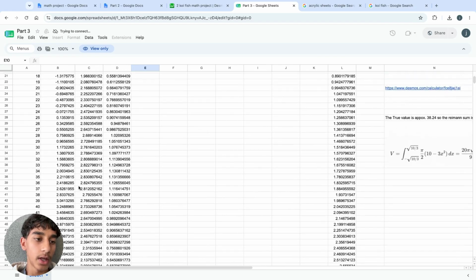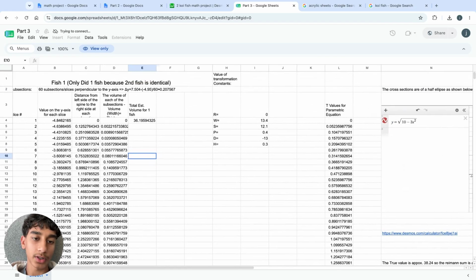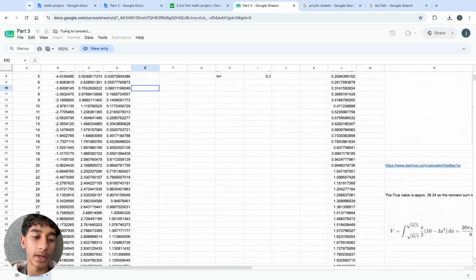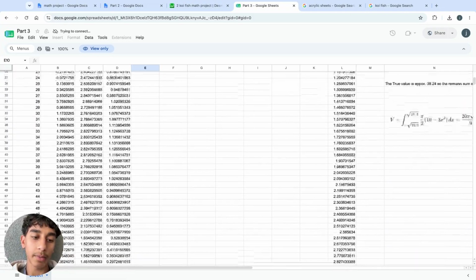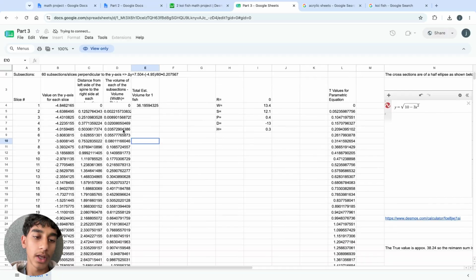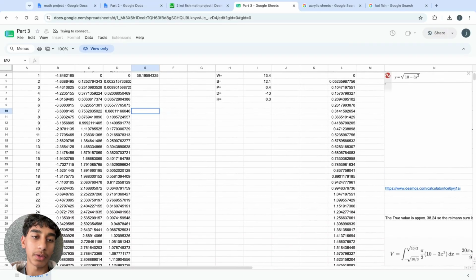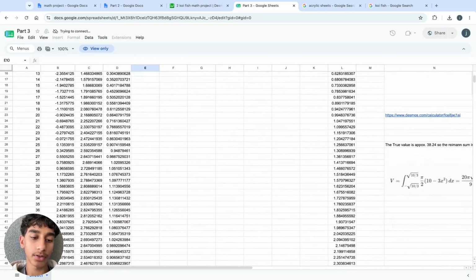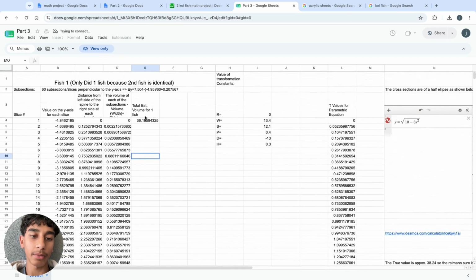To calculate the thickness of the slice, we took the total height of the fish figure, and then we divided it by the total cross sections that we counted. We made sure to include the same amount of cross sections for both fish because we wanted those values to be equal to each other. As you can see here, these are all the values of our cross sections, and we added them up to get the total estimated volume for one fish.